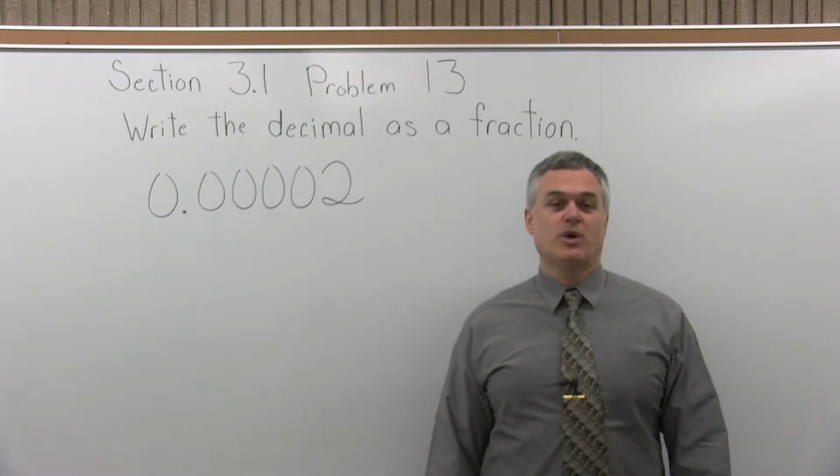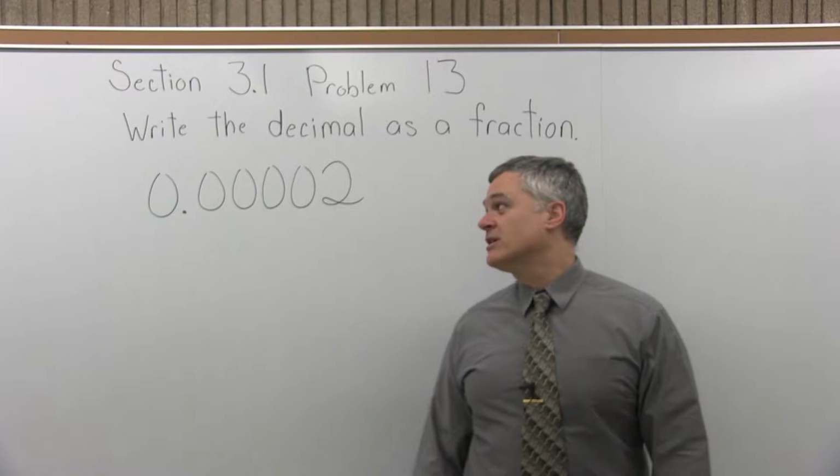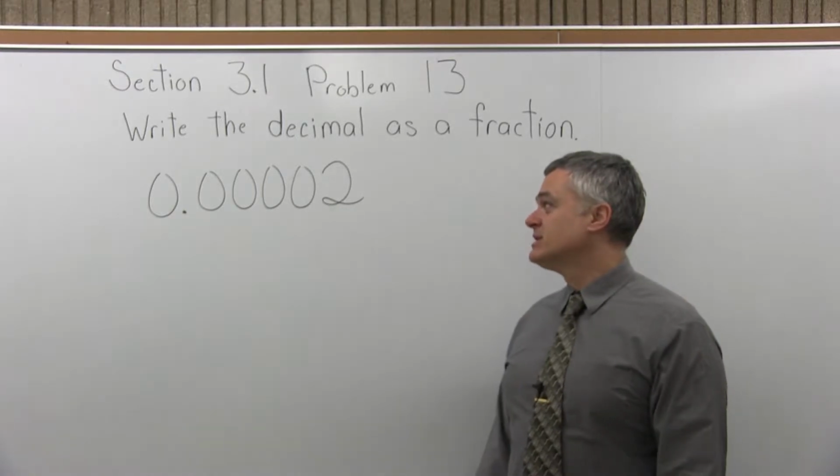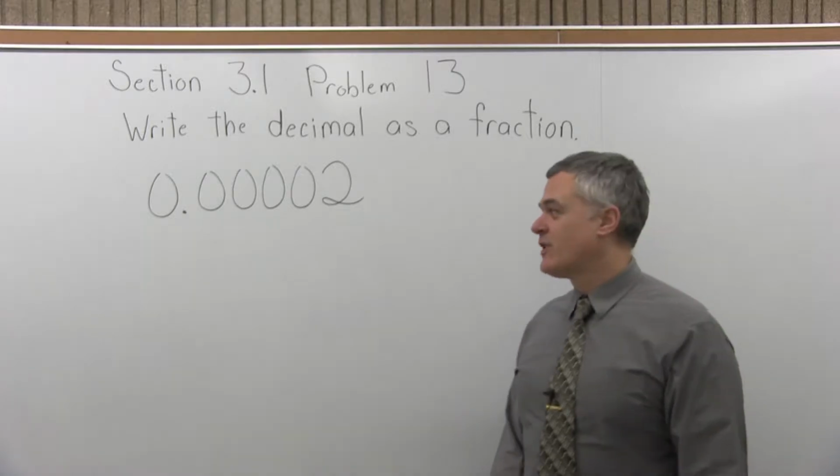This is Section 3.1, Problem 13. It says write the decimal as a fraction, and we have a decimal of 0.00002. So we want to convert this into a fraction.